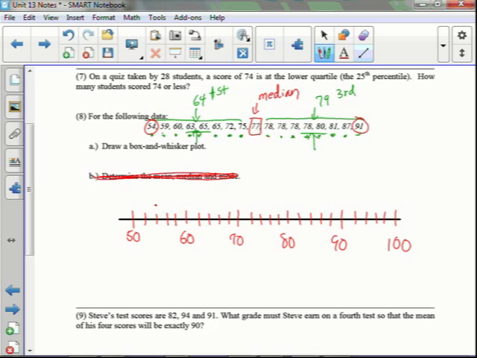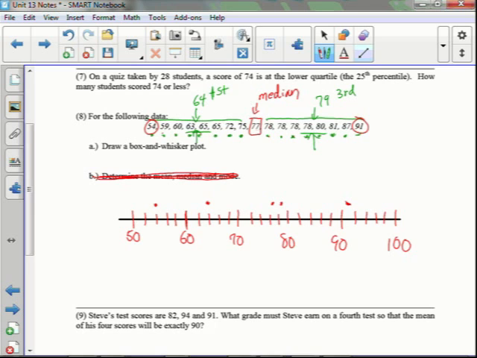So the minimum is at 54. Now our first quartile is at 64. Okay, so there's 60, 62, 64. Our median is 77, 72, 74, 76. It's going to be halfway in between. And our third quartile is at 79. Wow, that's really close. So that means a lot of those scores were right in that range. And then our highest one is going to be 91.